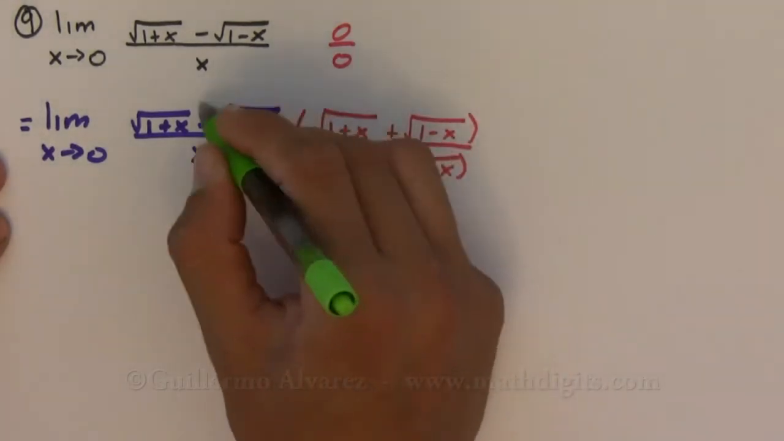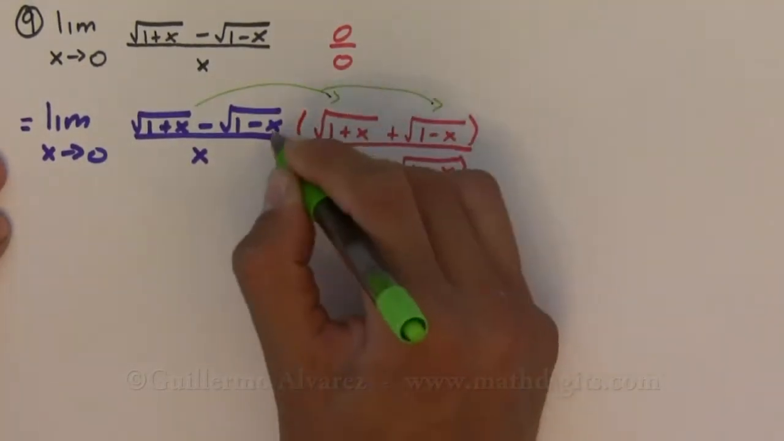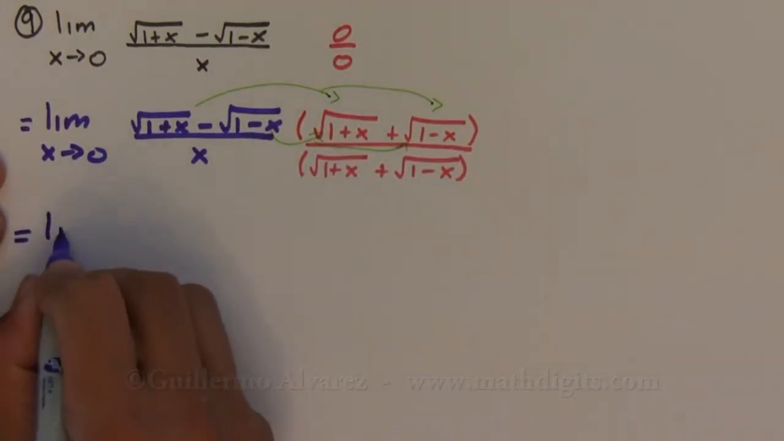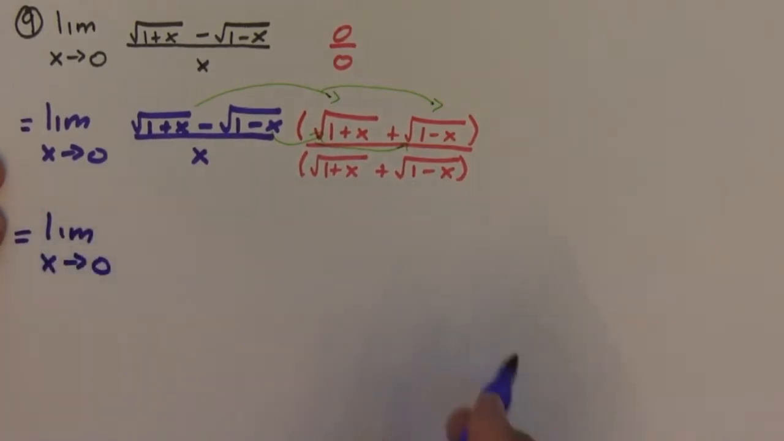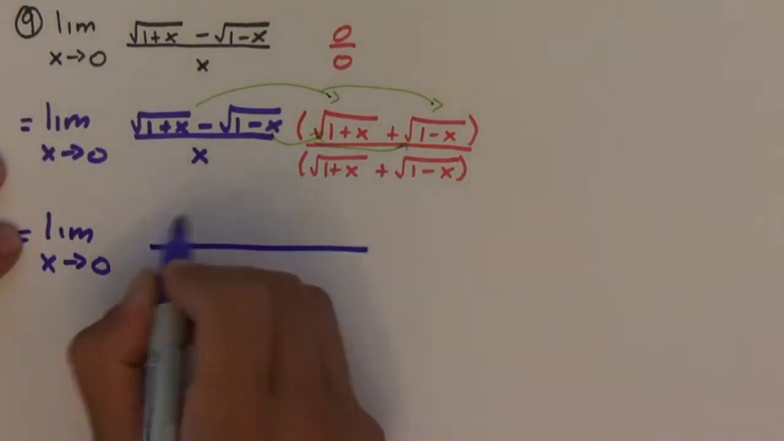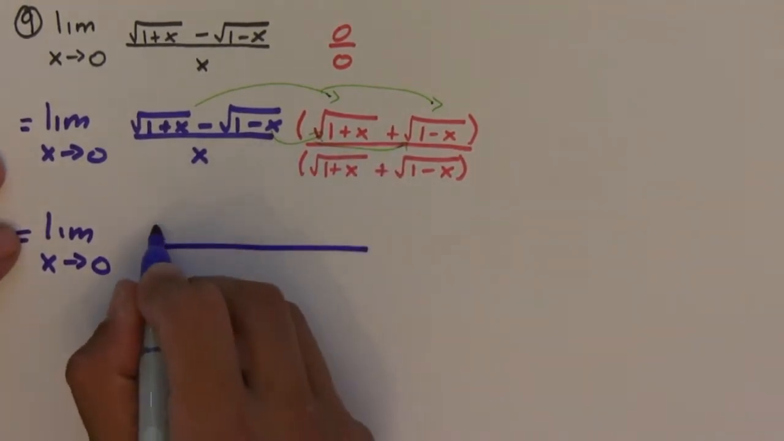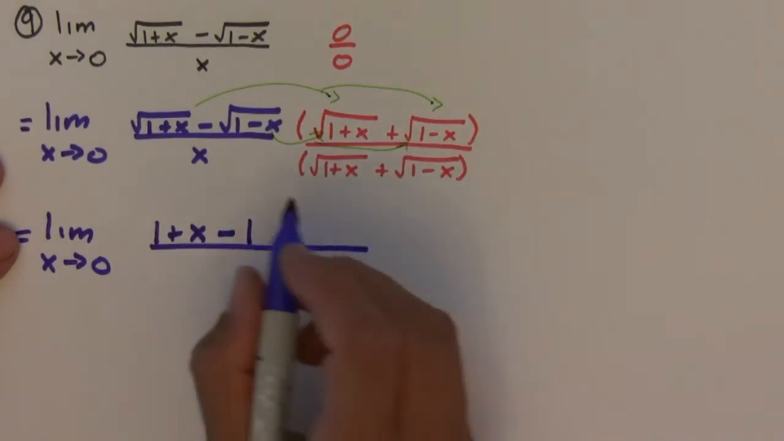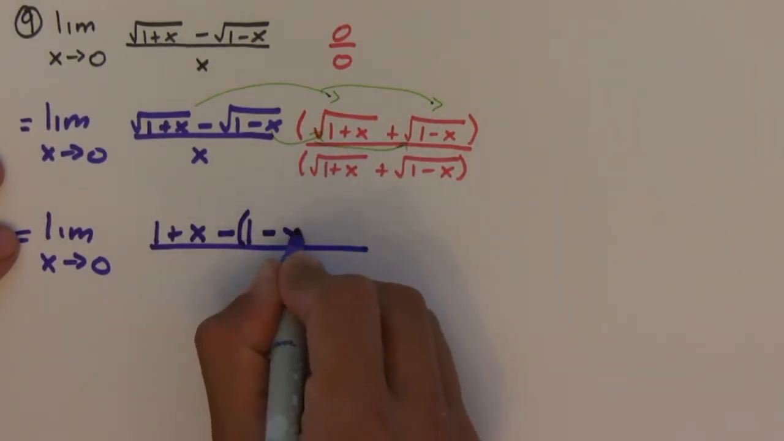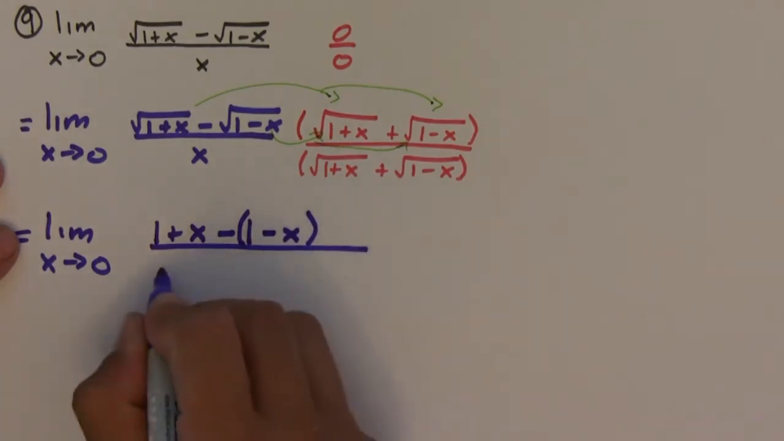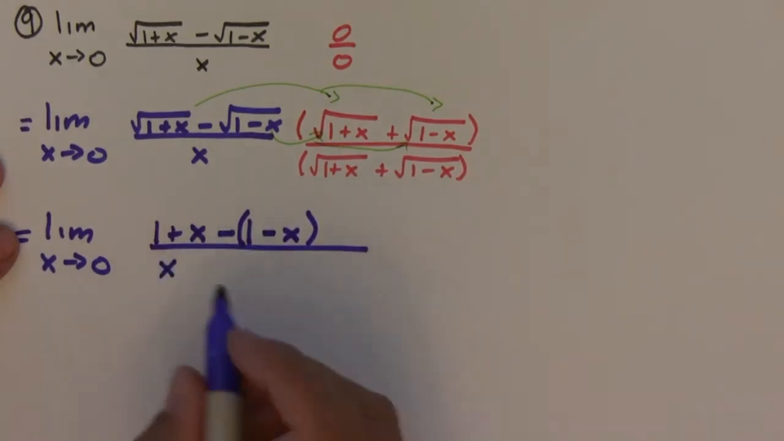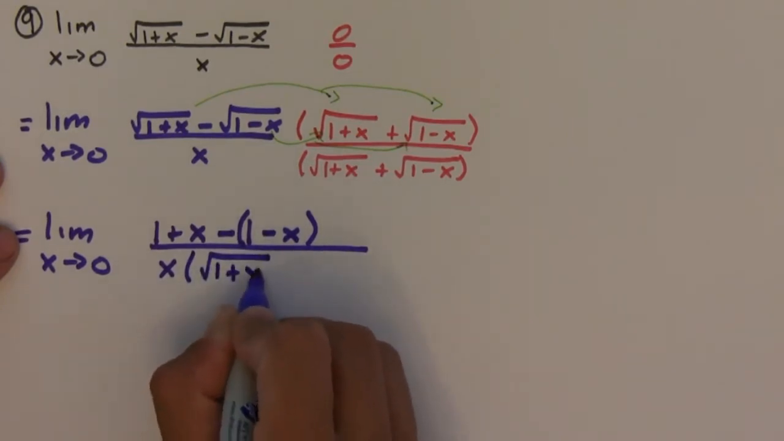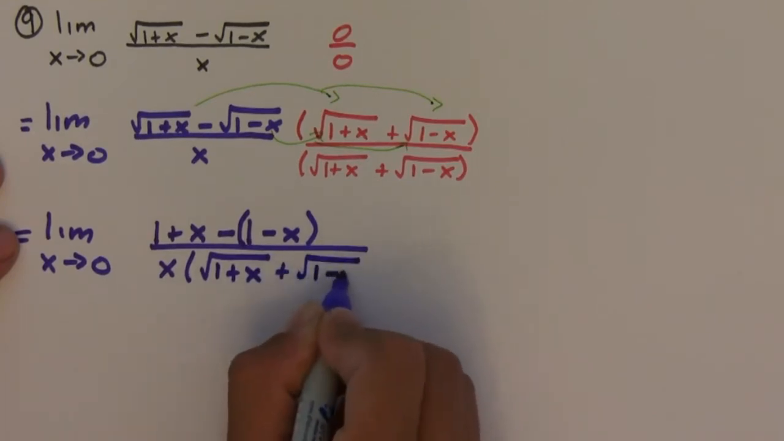let's take a look at what happens on the numerator. So if I FOIL this out, what I end up getting is the limit as x approaches 0 of, so this is the difference of squares basically, and so I would get 1 plus x minus 1 minus x. And on the bottom, I'm just going to leave everything how it is. So x times square root of 1 plus x plus square root of 1 minus x.